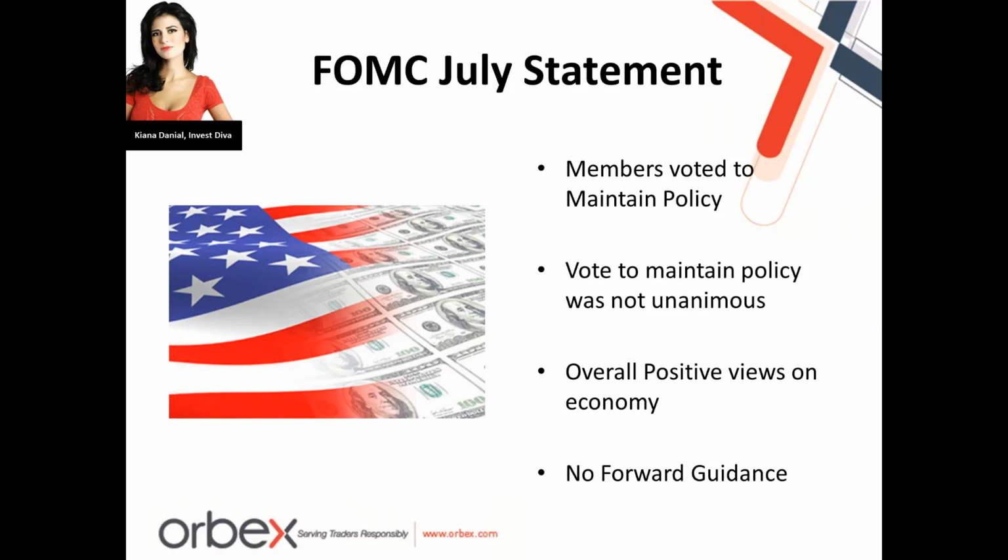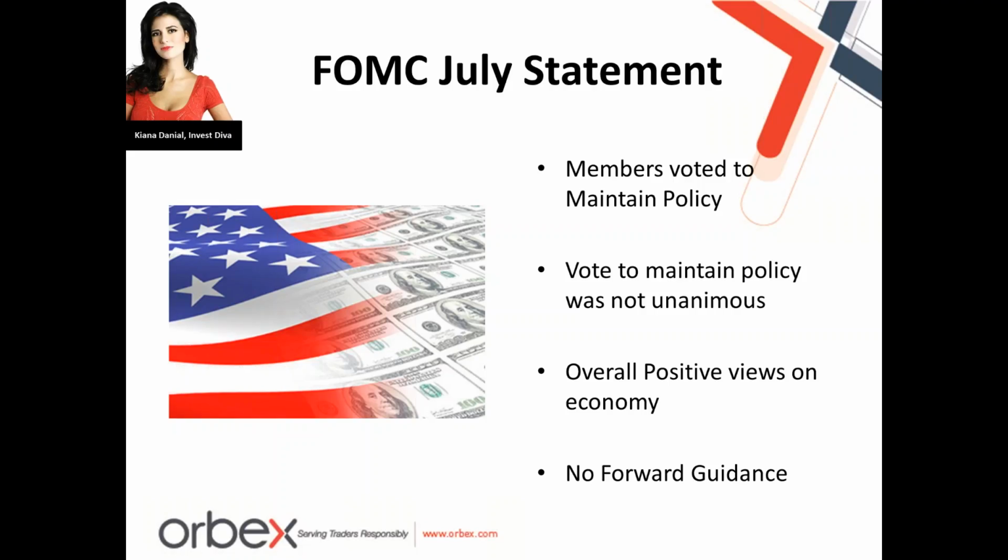And still the FOMC members voted to maintain the federal funds rate in a target range of 1/4 to 0.5%. As to why the Fed officials voted to keep rates steady, the Fed had this to say, so I'm quoting, the stance of monetary policy remains accommodative, thereby supporting further improvement in labor market conditions and a return to a 2% inflation.